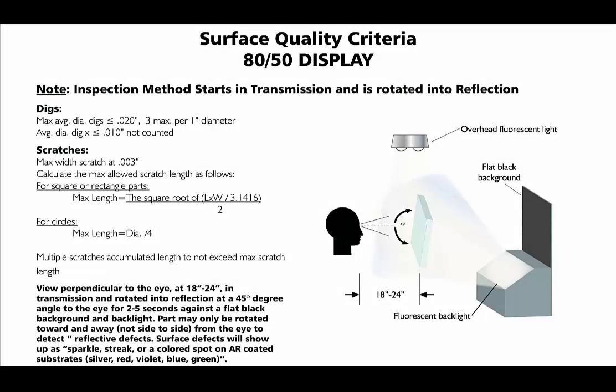Surface Quality Criteria 8050 display utilizes an overhead fluorescent diffused light source and a rear 45-degree mounted fluorescent backlight and a flat black background. Parts are viewed perpendicular to the eye, 18 to 24 inches or arm's length distance in transmission for a period of 2 to 5 seconds. The part is rotated from transmission into reflection at a 45-degree angle to view surface defects.